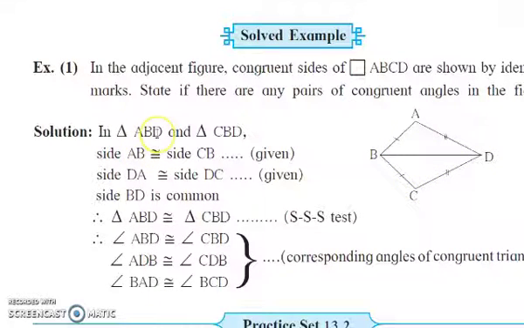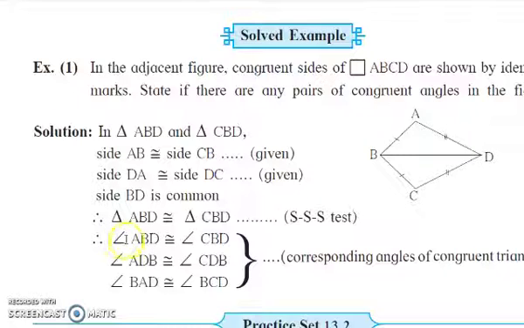So in triangle ABD and in triangle CBD, side AB is congruent to side CB, this AB is congruent to this side BC, and side DA is congruent to side DC. And BD is also common. So triangle ABD is congruent to triangle CBD by SSS test, means side side side test, and therefore all the three angles will be congruent.